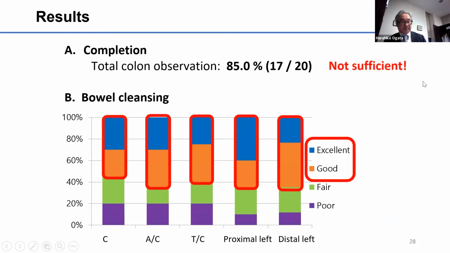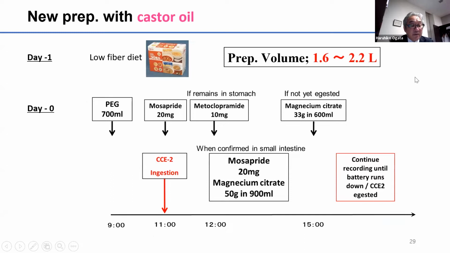So we further modified the prep using a small amount of castor oil. Then we found that capsule excretion rate increased to more than 95%. So currently we use this prep protocol for colon capsule in UC patients.